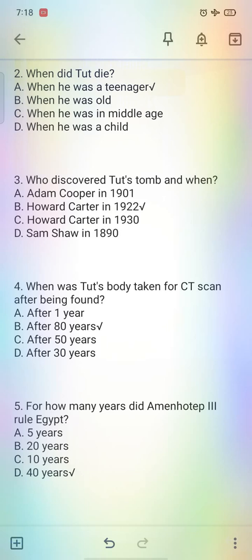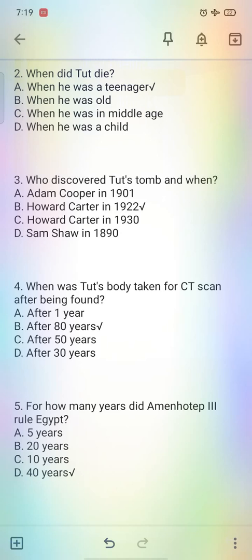Now, the fourth one is, when was Tut's body taken for a CT scan after being found? Four options. First, after a year, after 80 years, after 50 years, after 30 years. So, according to the summary as we have read out, that is after 80 years. This is the correct answer, option number B.